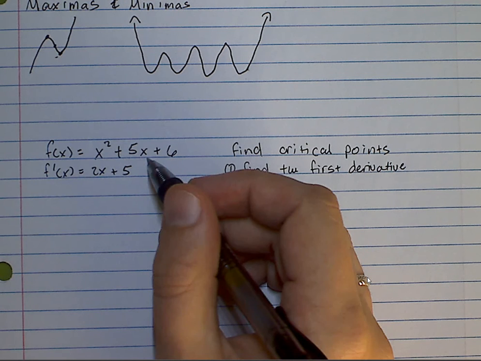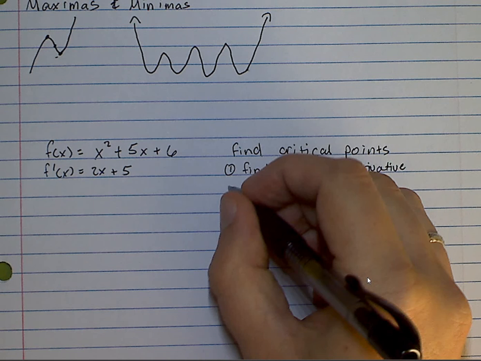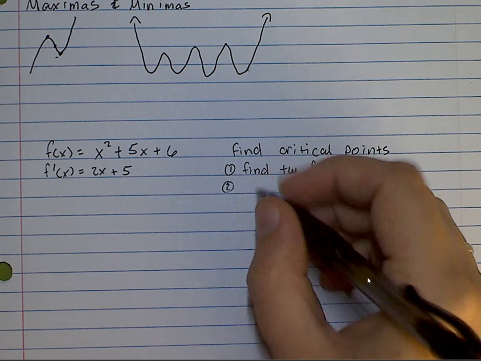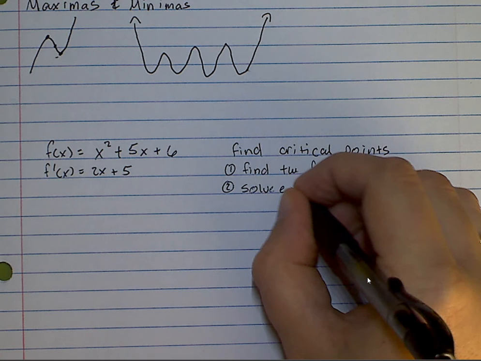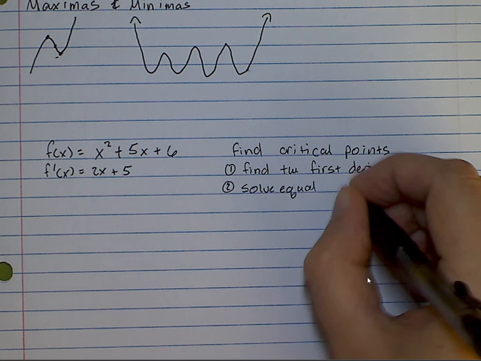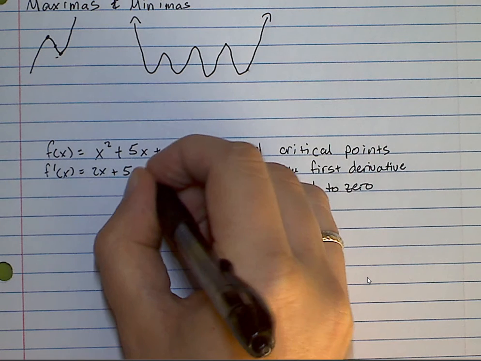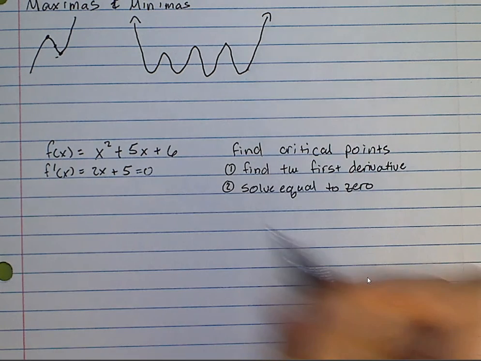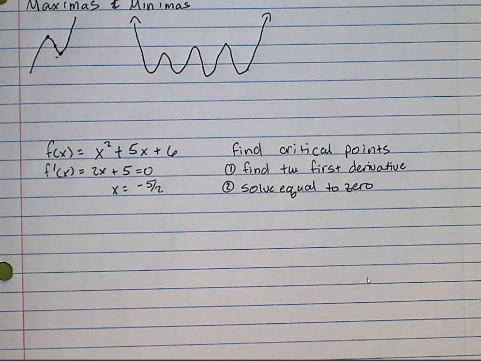Okay, so step number 1, find the first derivative. Step number 2, you're going to solve that equal to 0. So I'm going to set this equal to 0, and I'm going to solve it. So x would be equal to negative 5 halves. Absolutely.